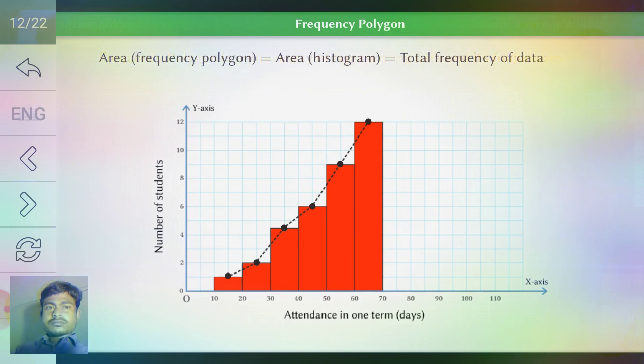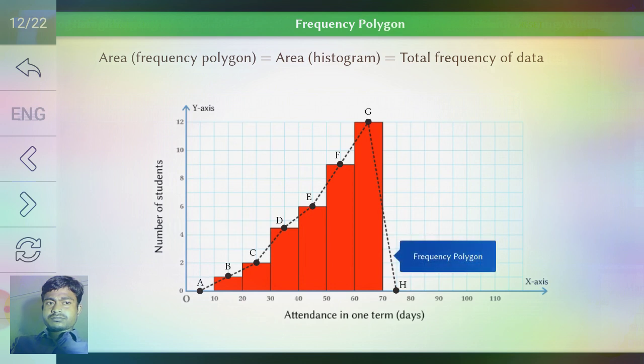The area of a frequency polygon is always equal to the area of the histogram or the total frequency of data. So, to make the area of the frequency polygon equal to the histogram, we need to create 2 zero frequency points in the intervals before and after the histogram. Here, A, B, C, D, E, F, G, H is an example of a frequency polygon.